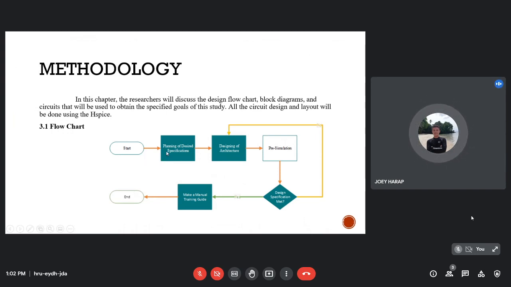So first, we have the planning of desired specifications. Next is designing the architecture. After the designing of the architecture, we will be conducting pre-simulation, and after that, is the design specification met should be the question to be considered. So if yes, we will proceed in making the manual training guide.